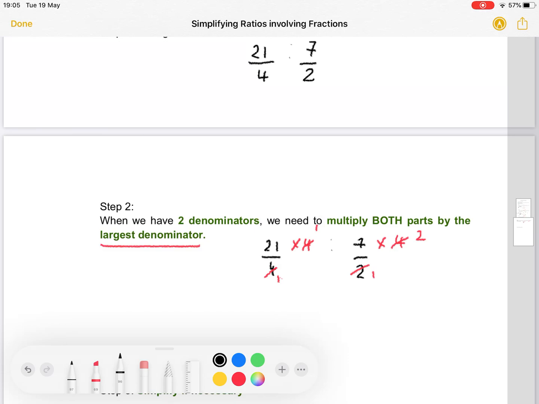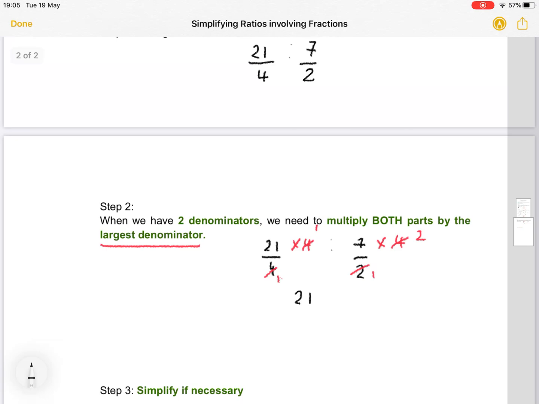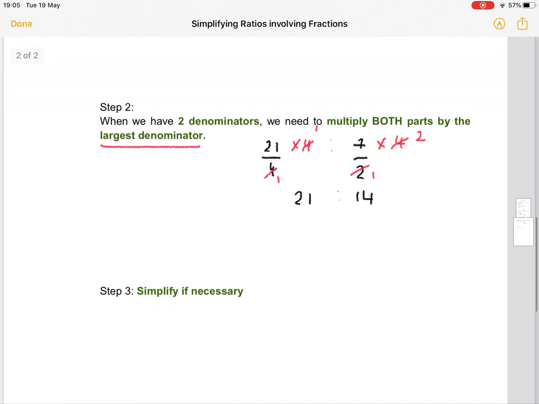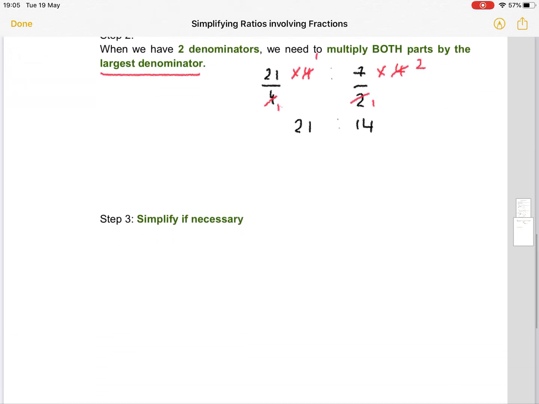In the first part of the ratio, 21 times 1 all over 1, it's 21 is to. On the other side, 7 times 2, 14. 14 divided by 1, it's 14. Okay, so I ended up with 21 is to 14. And I need to simplify if necessary. And it is necessary to simplify because 21 and 14 are both multiples of 7.